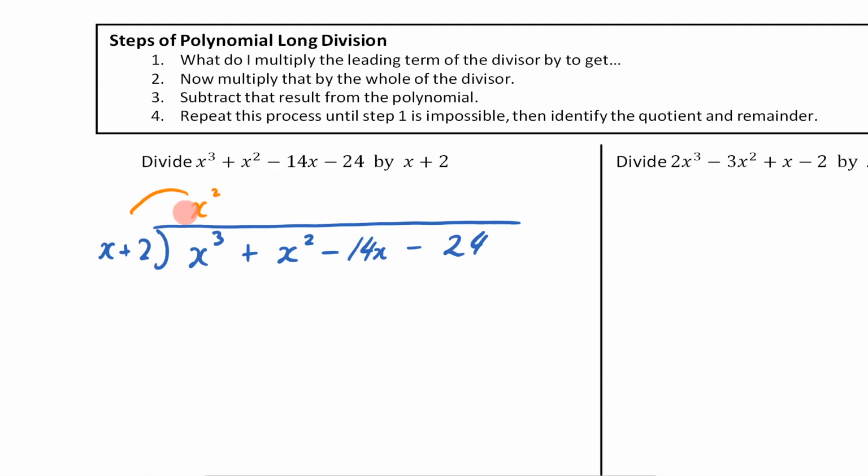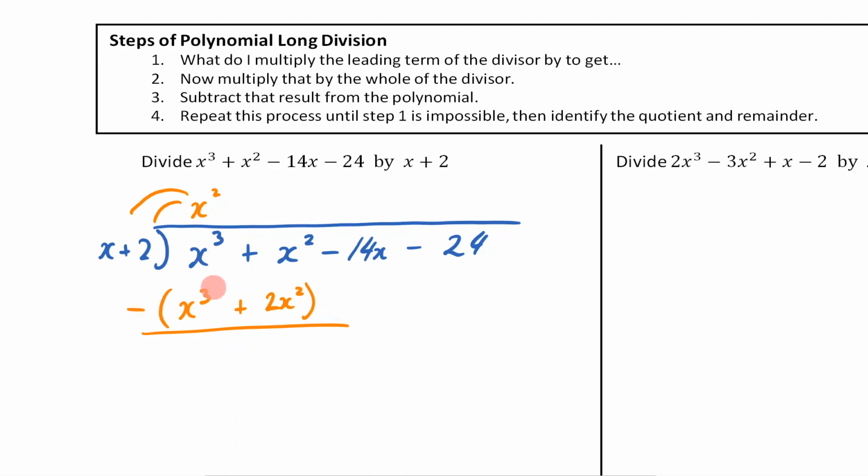Then I multiply this out. So I go x squared times x is x cubed. X squared times 2x is 2x squared. Then I put my brackets and I subtract like that. Remember to put your brackets, it's very important.